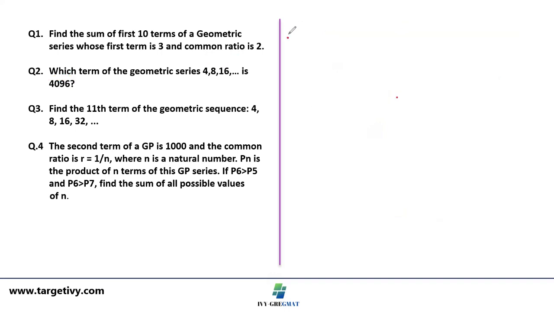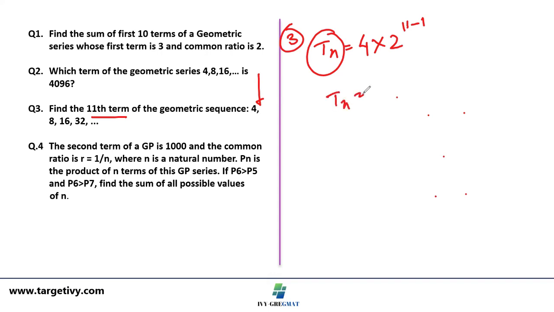Let's take the third question. Find the 11th term in a GP, the same question rephrased. Tn is equal to 4 into 2 to the power 11 minus 1. What is the 11th term? So Tn is what we need to find out. So Tn is equal to 4 into 1024. So this is actually 4 into 2 to the power 10.